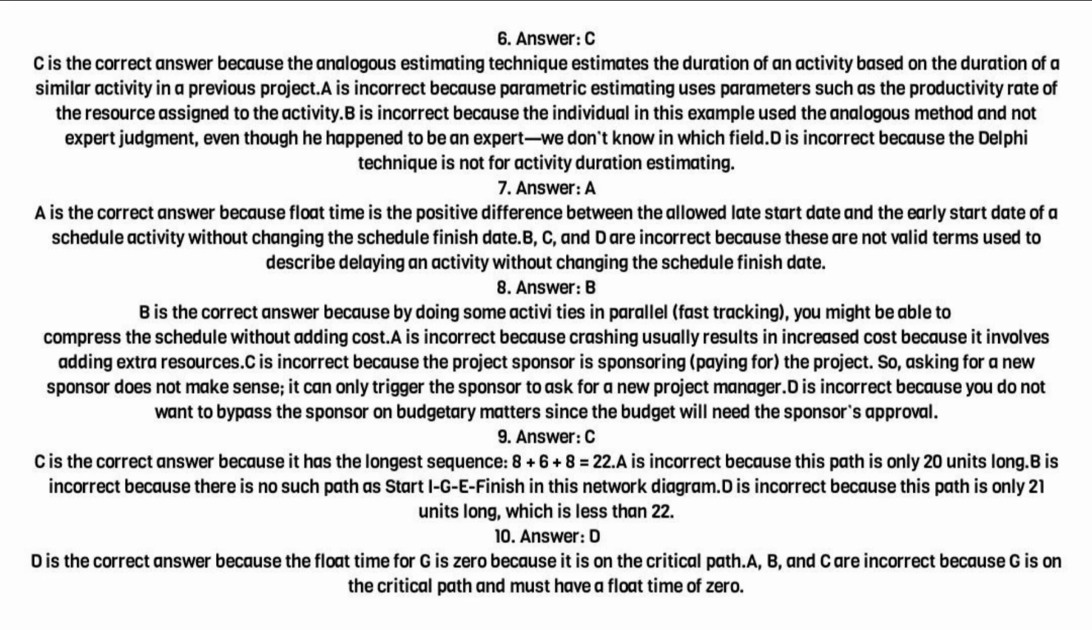10. Answer, D. D is the correct answer because the float time for G is 0 because it is on the critical path. A, B, and C are incorrect because G is on the critical path and must have a float time of 0.